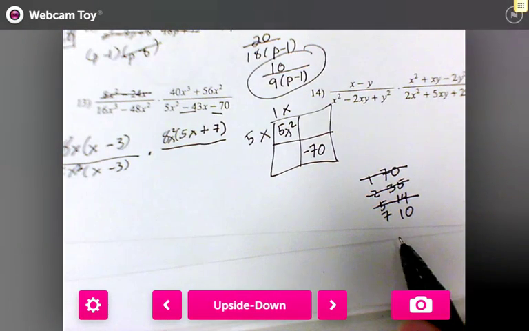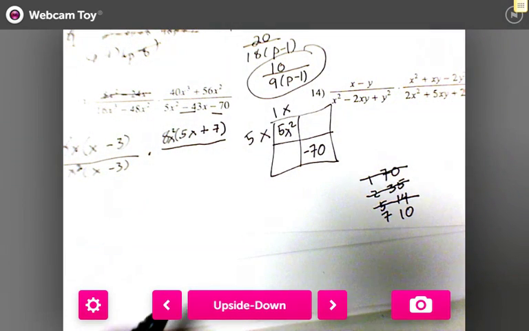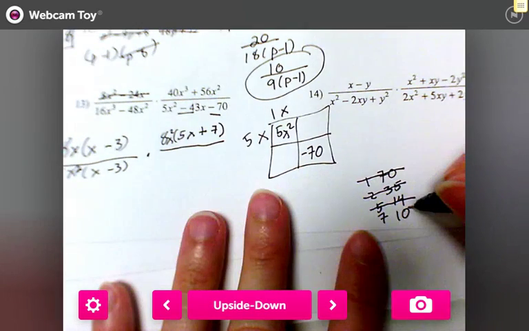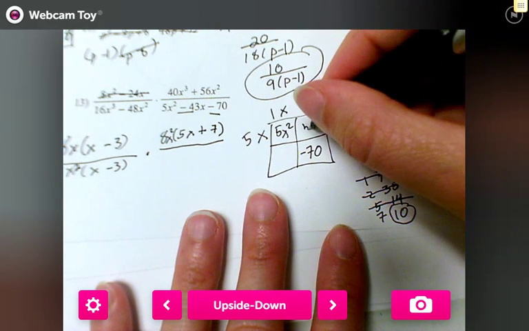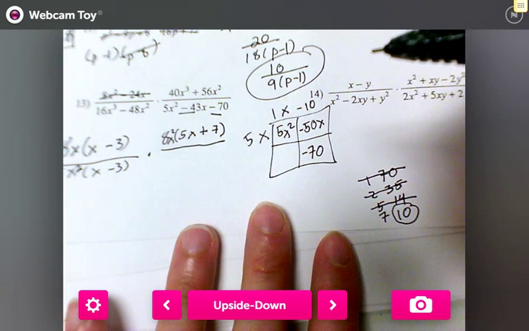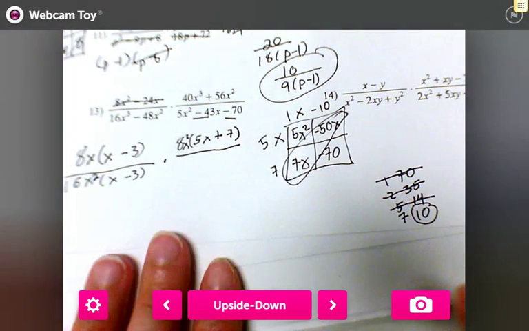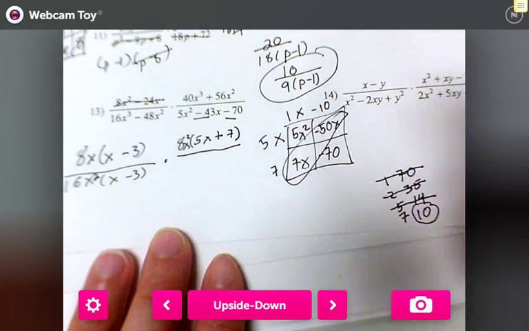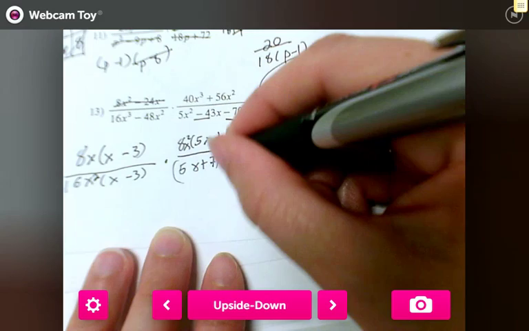So if I do 5 times 10, 5 times 10 is 50, right? 50 minus 7 is 43. So I have to have the 10 times the 5. I'm going to put the 10 here. That gives me 50x, and that's negative. Then I'm going to do a positive 7. So 7x plus a negative 50x gives me negative 43x. This was a hard factoring one, but we end up with 5x plus 7 and x minus 10.